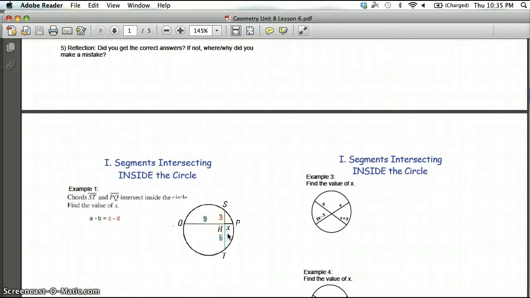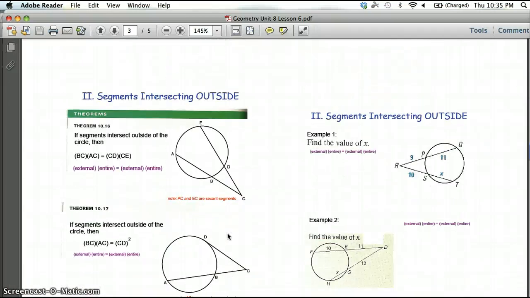Okay, let's look at our second theorem. Our second theorem is talking about when segments intersect outside of the circle. So previously we were talking about when segments intersect inside the circle. Now we're talking about when they intersect outside the circle. Something you need to understand is that when you're talking about segments that intersect outside of a circle, you're going to multiply the outside segment, the external part of the segment, times the entire segment.